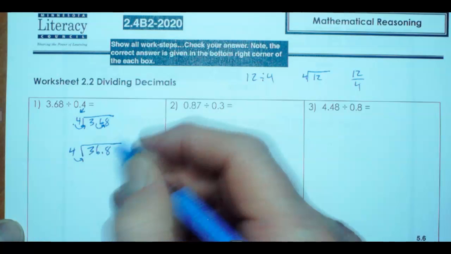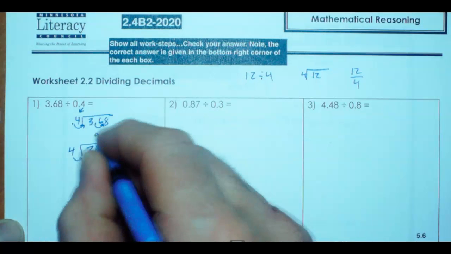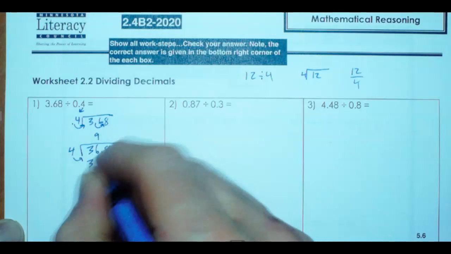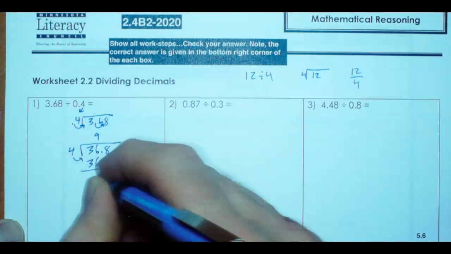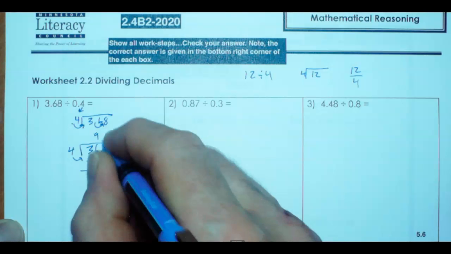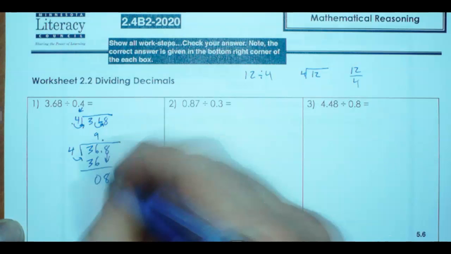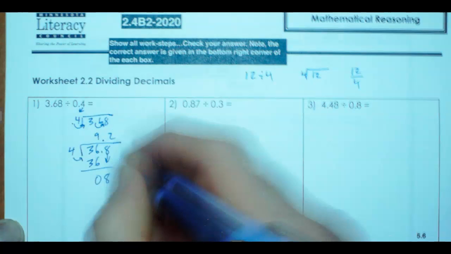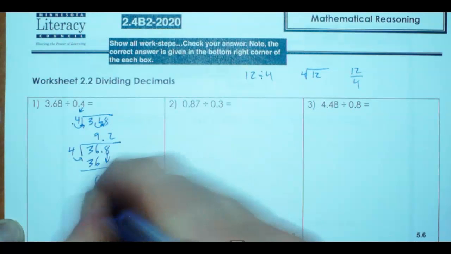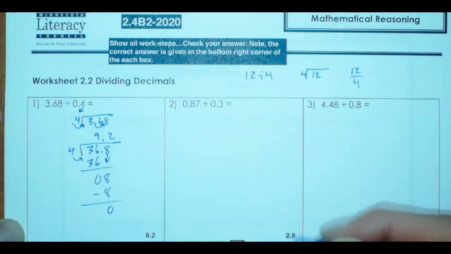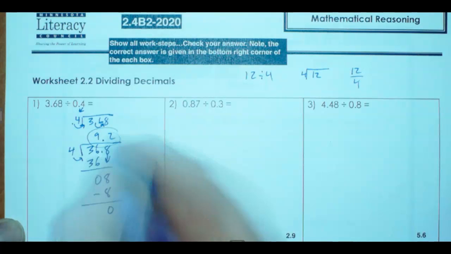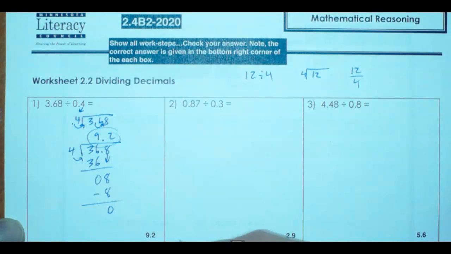Does 4 go into 36? Yes, it goes in there 9 times. 9 times 4 is 36. We can subtract it out. We got 0. Our decimal up, we can bring our 8 down. Does 4 go into 8? It goes in there 2 times. 2 times 4 is 8. We can subtract it out, and we've zeroed out: 9.2. And you can check your answer down in the right-hand corner.